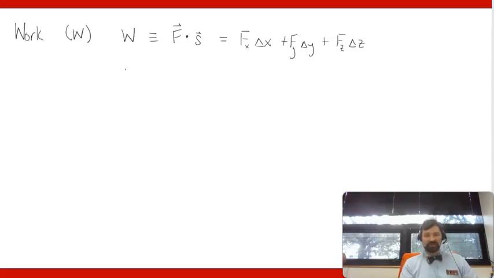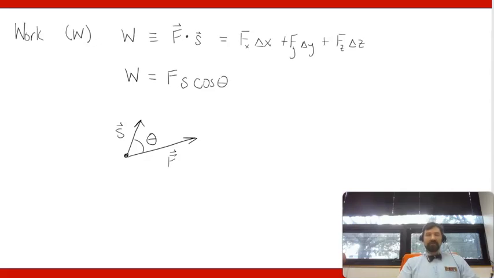The other, of course, would be to note that this is also equal to force times displacement, both magnitudes, times the cosine of whatever angle exists between your force vector, let's say that's this way, and your displacement vector, which may be this way. So if this is S and this is F, then this right here would be angle theta. So that is work, that is physics. This all is just physics 1 stuff.